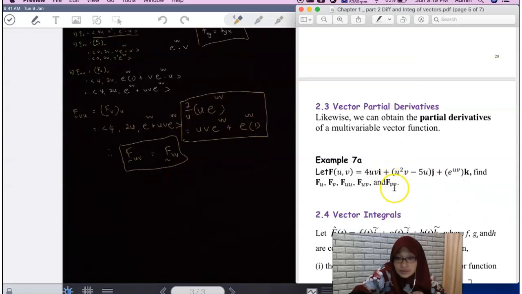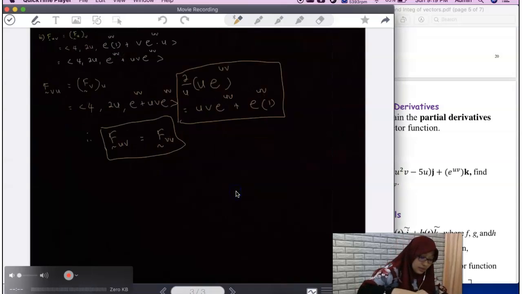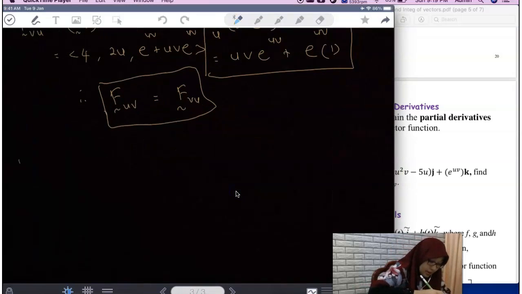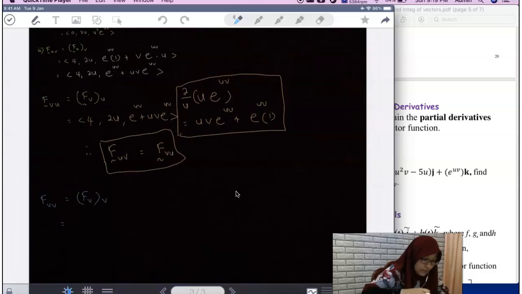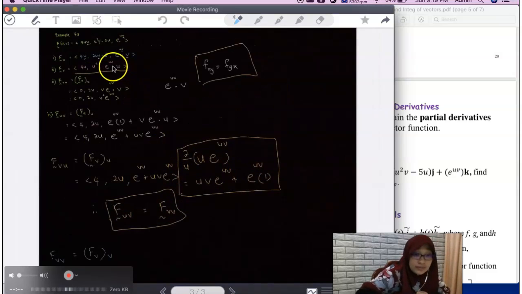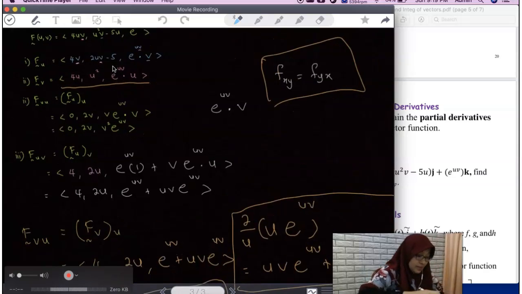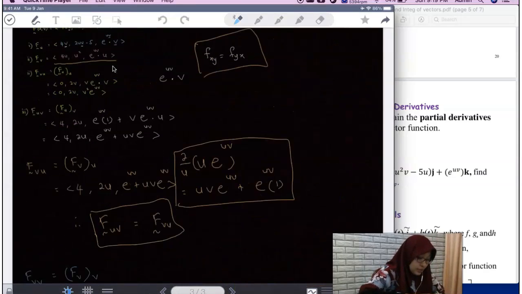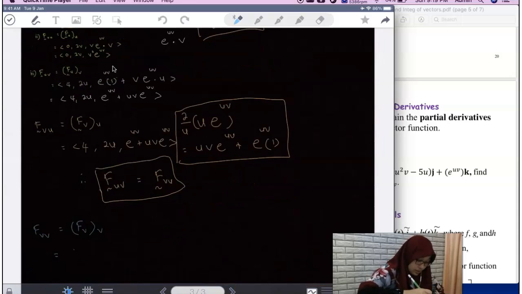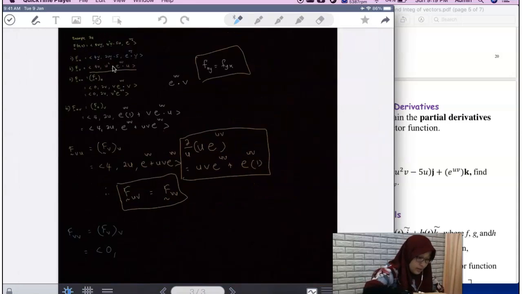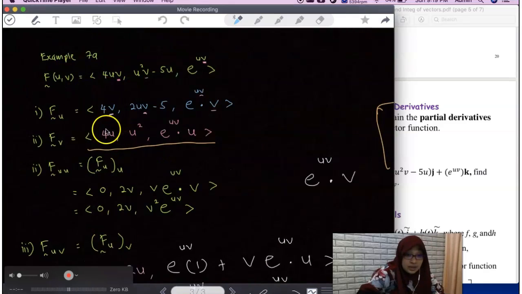Okay, what else? The second order f_vv. Now we have f_vv, meaning we have to use f_v and then differentiate again with respect to v. Where is f_v? Again we use this one, and differentiate with respect to v. So the first term you got 0. Why? Because there is no v there. So when you differentiate with respect to v, this one is 0 and this part also 0.